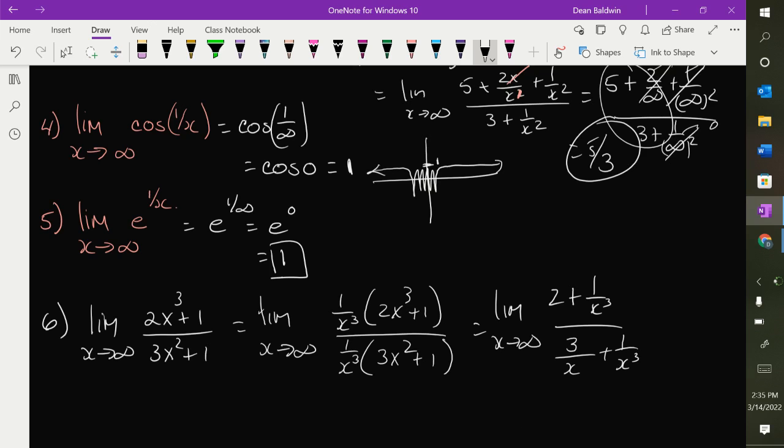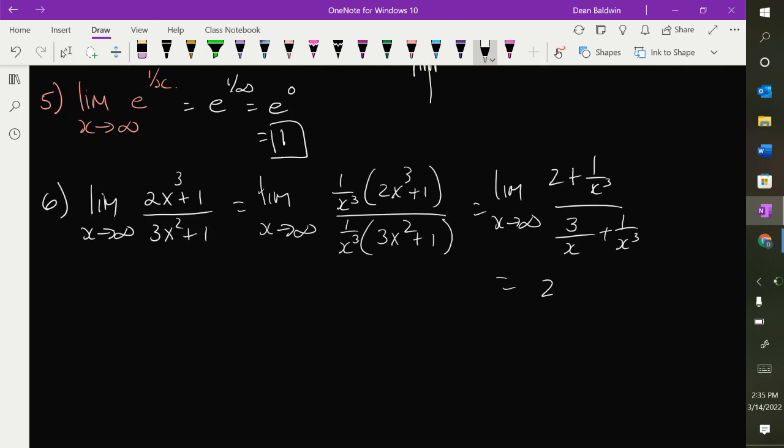Okay. Now, if you plug in infinity here, what do you get? You get 2, that goes to 0, that goes to 0, that goes to 0. You end up with 2 over 0. Anything divided by 0 is infinity. So this has no horizontal asymptote. This has what's called a slant asymptote, which we will learn on Wednesday. Okay?